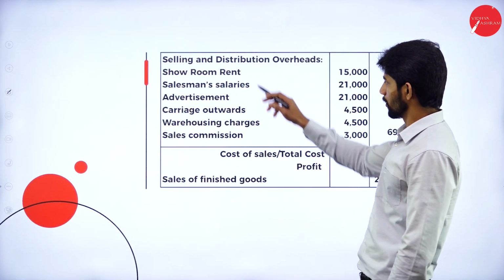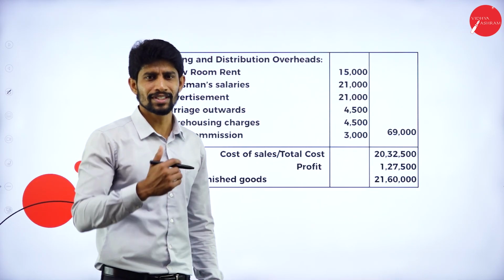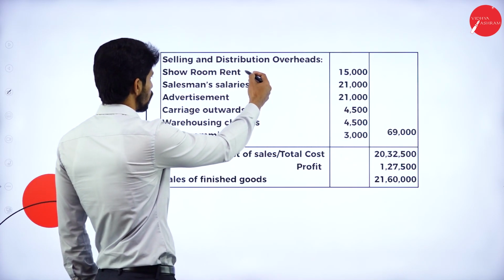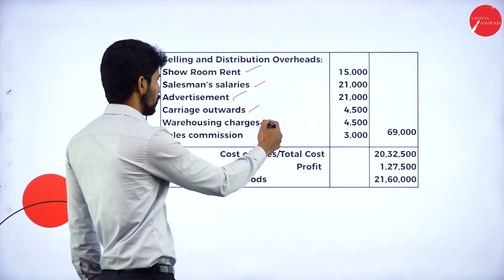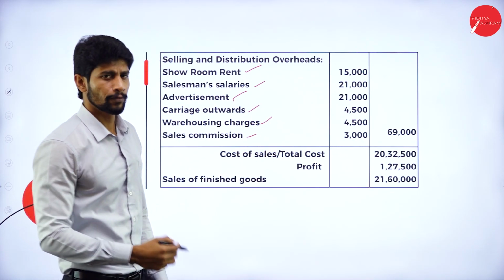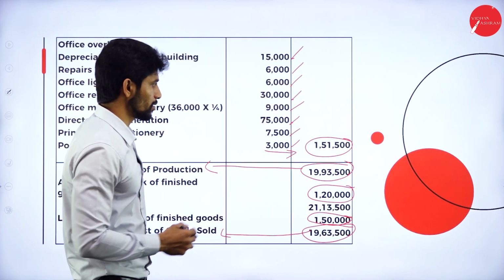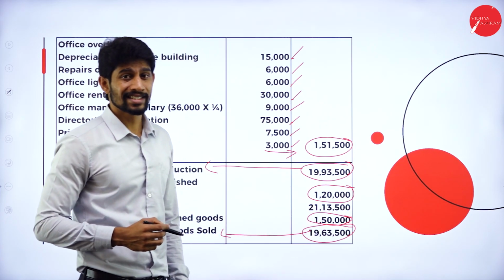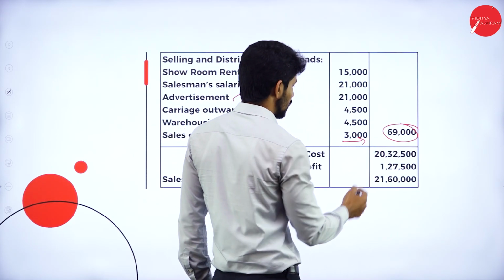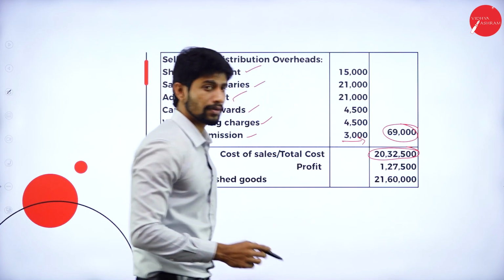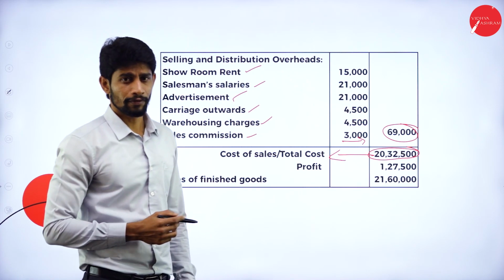That is 19,63,500. Next, moving further, add selling and distribution overhead. So you are going to add the items which are relating to selling and distribution. So showroom rent, salesman salary, advertisement, carriage outward, warehousing charges, sales commission. If you total this, you will get 69,000. So add that 69,000 rupees with this 19,63,500, you will get 20,32,500. This value is called total cost or cost of sales.